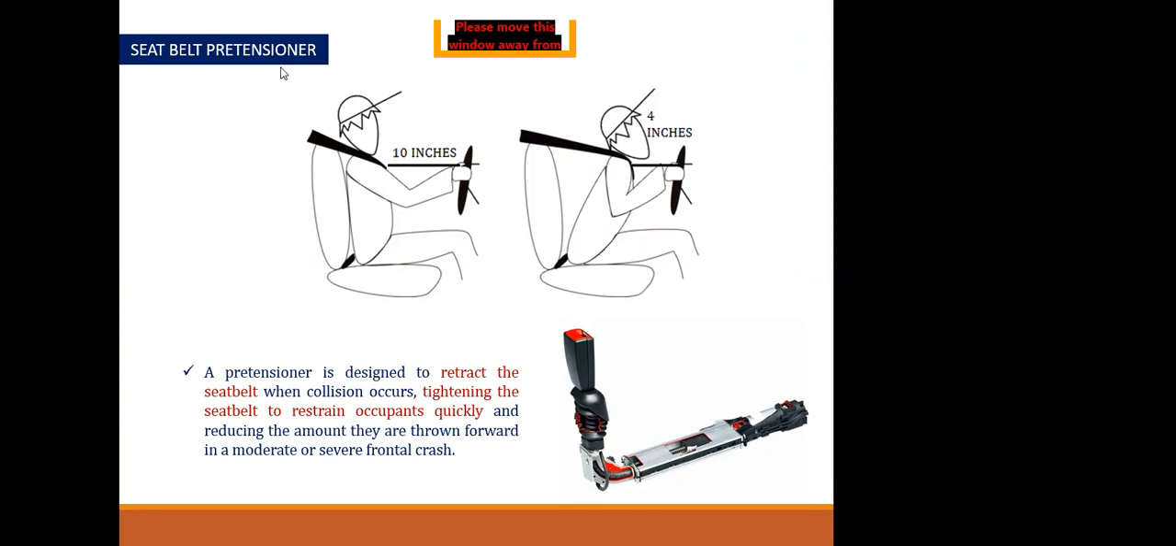Initially, the driver is maintaining a distance of 10 inches. But as soon as the collision occurs, what will happen? Due to his momentum, he will be thrown forward. So he travels almost 6 inches now, and there will be only 4 inches between his chest and the center of the steering wheel. In other words, only 4 inches is there between his chest and the airbag. What will happen? The second case will produce more impact on the chest, which may result in rib fracture also.